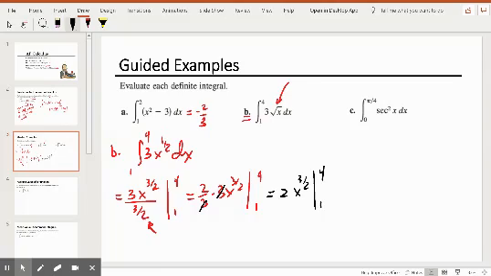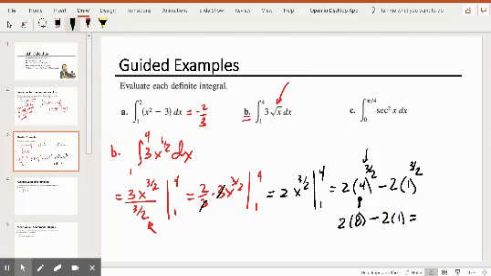And we plug in the top bound first. 2 times 4 to the 3/2 minus 2 times 1 to the 3/2. When we have a fraction exponent, the bottom is the root. So the 2 root is the square root. The square root of 4 is 2. And then the top part of the fraction is our exponent. So we want to take the square root of 4 and cube it. So that gives us 2 times 8. And 1 to any power is 1. So that's 2 times 1. We get 16 minus 2. We get an answer of 14 here.